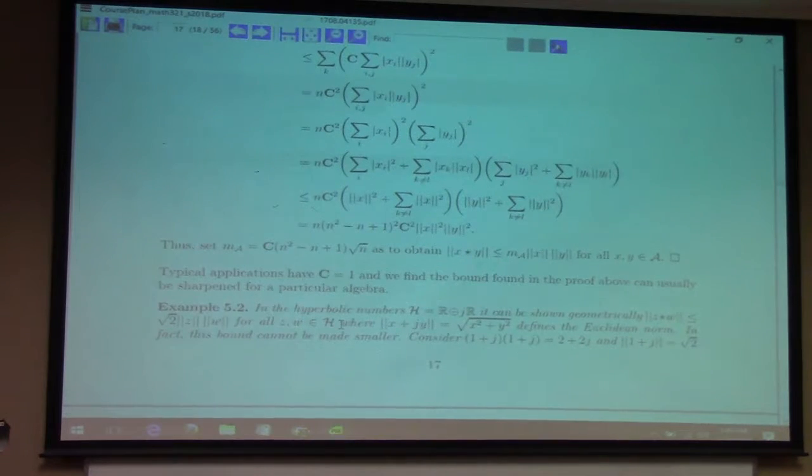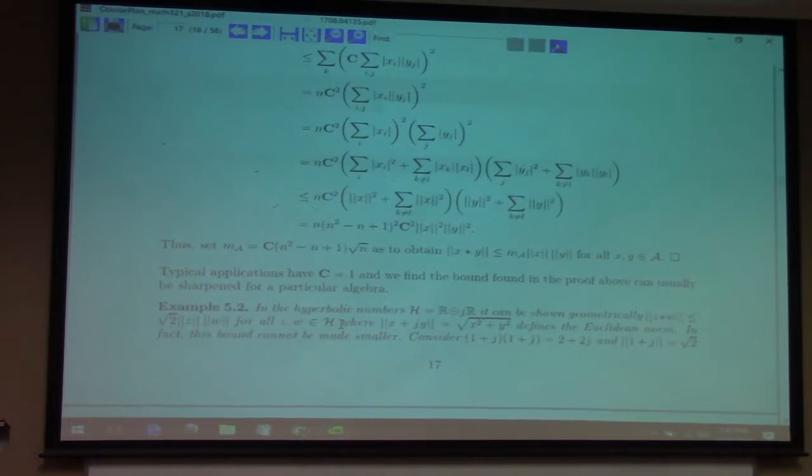But this does not give you the best m sub a for an algebra. It gives you an m sub a which is true. It's not sharp. The square root of 6 is not sharp. You can sharpen it. If you study the hyperbolic numbers more carefully, you can discover square root of 2 is a better estimate.